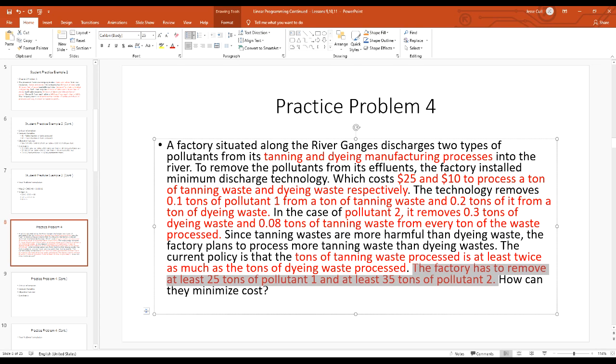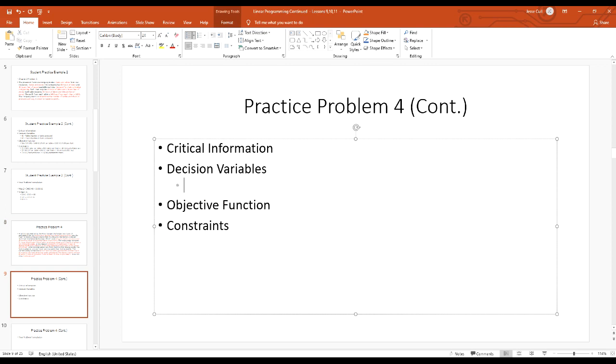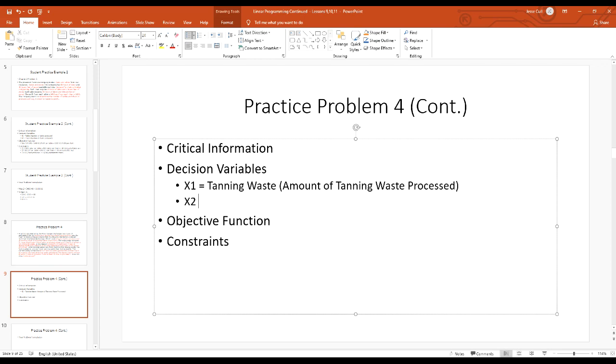How can they minimize cost? So we've highlighted all the key information. Now we have to go down here and collect it. Let's look at the first section, tanning and dyeing. So these become our decision variables. X1 is tanning waste, and that's amount of tanning waste processed. X2 is dyeing waste, and that's amount of dyeing waste processed.